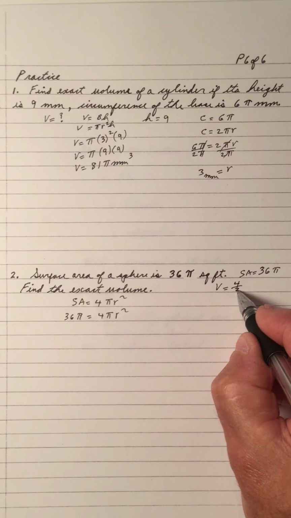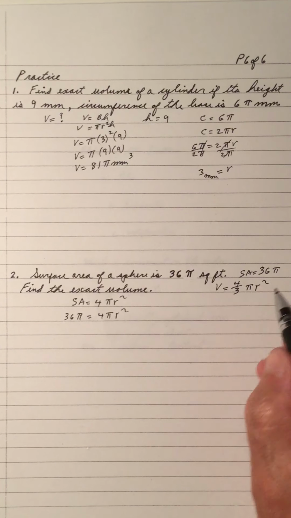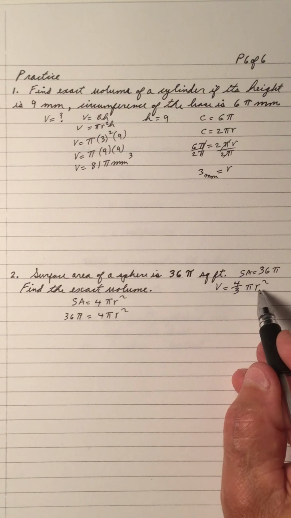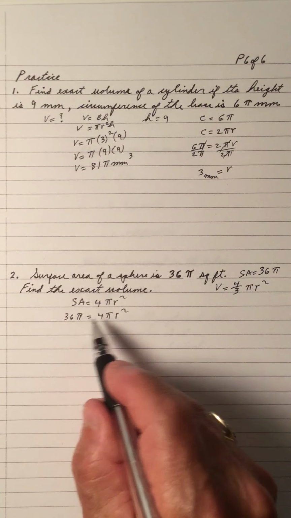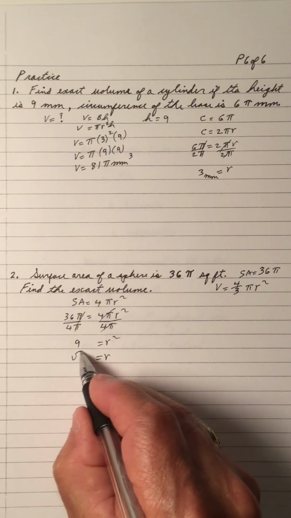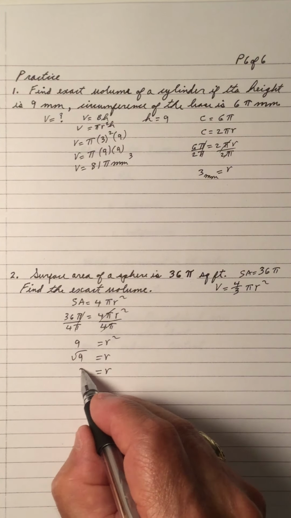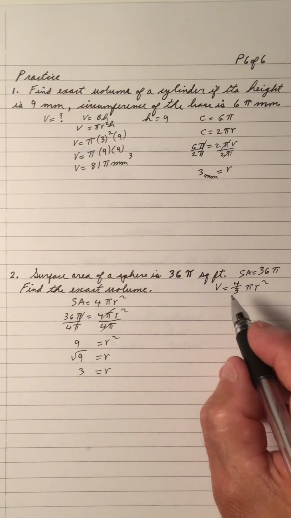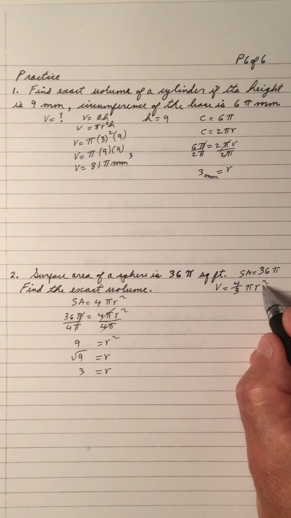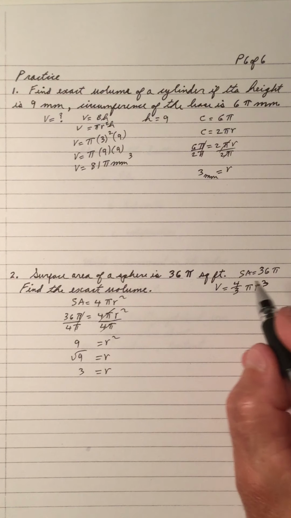The volume of a sphere is 4 over 3 pi r cubed. So in order to get the volume of a sphere, I need the radius. So I'll use the surface area formula to get the radius. We divide both sides by 4 pi, and we get r squared. The pi's cancel. 36 divided by 4 is 9. That means r is the square root of 9. That means the radius is 3. So you take your radius and you plug it in. Oh, notice the volume is 4 over 3 pi r cubed. Be careful, you could make a mistake.